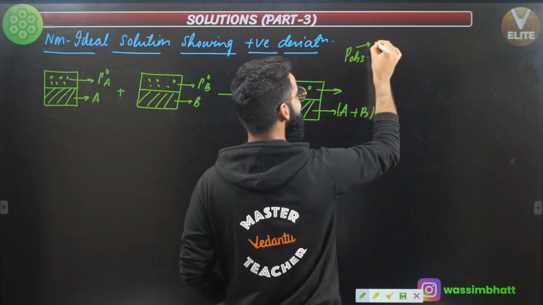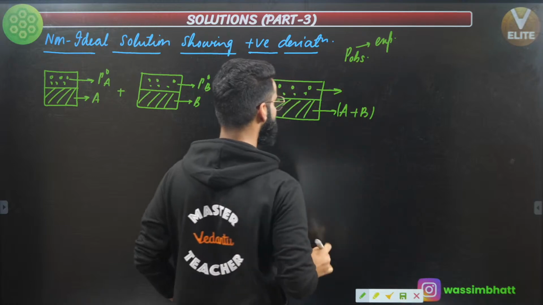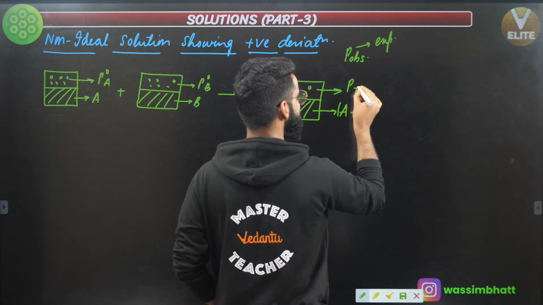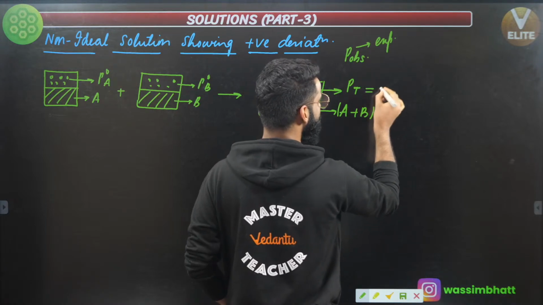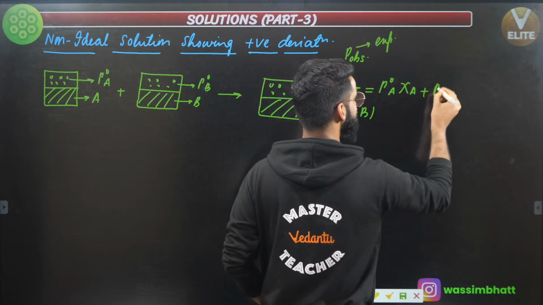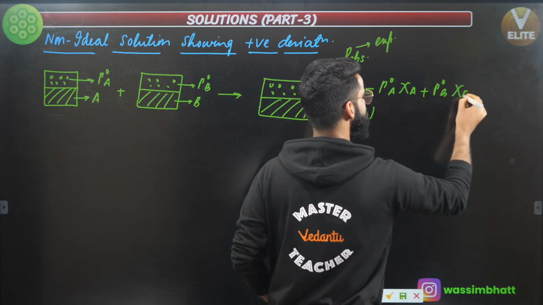Which is basically determined experimentally by means of a manometer. And the theoretically determined vapor pressure of this solution, I'm representing by PT, okay? Which is calculated as per Raoult's law, which is going to be equal to P naught A chi A plus P naught B chi B, correct?